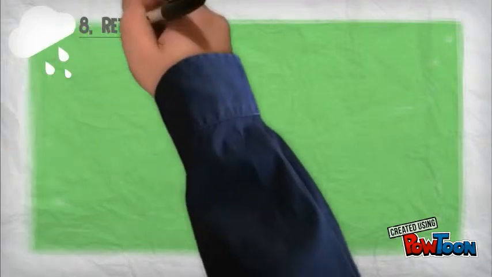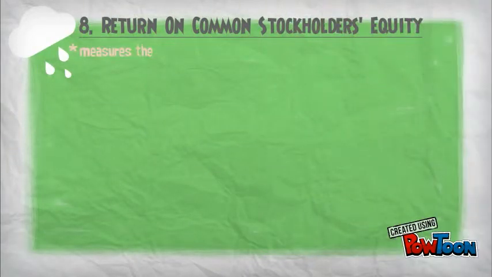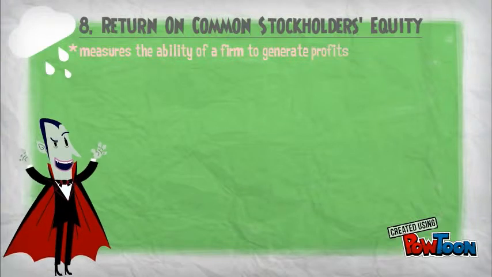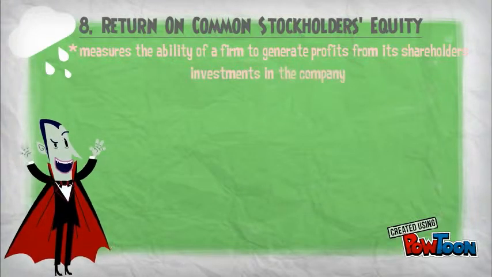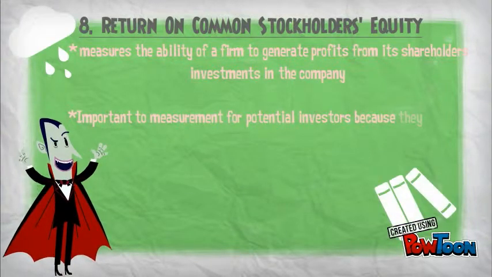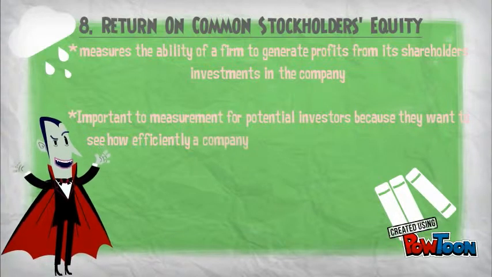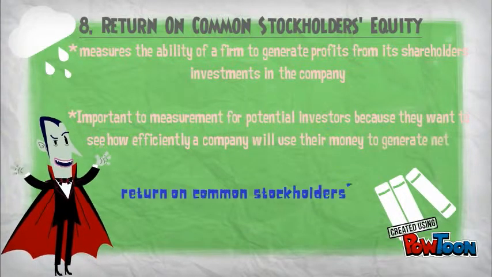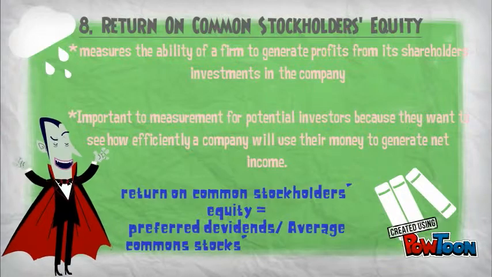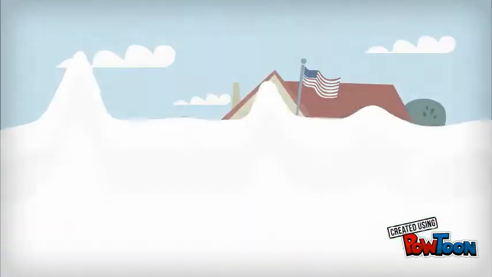Next is return on common stockholders' equity, equal to net income minus preferred dividends divided by average common stockholders' equity. It is really important to measure for potential investors because they want to see how efficiently a company will use their money to generate net income.